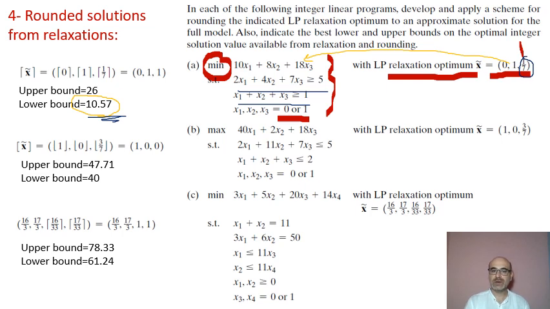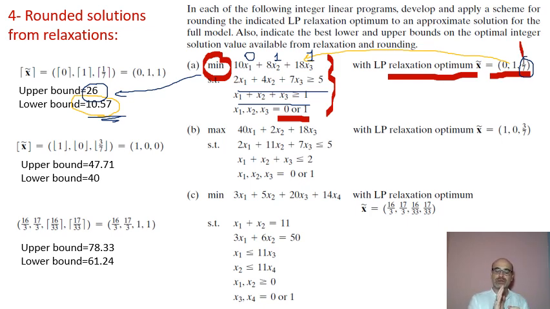Now what we can do, we can just put these values here, 0, 1, and 1, and calculate the objective function value, which is 8 plus 18, 26. So that 26 gives us an upper bound. It's an upper bound because this is a minimization problem, and for a minimization problem, any integer feasible solution will be an upper bound.